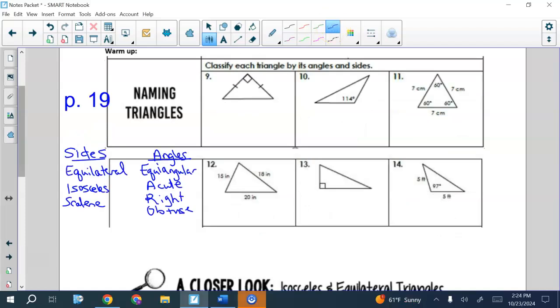All right, so naming a triangle by the sides, we can name it either an equilateral triangle, isosceles, or scalene. By the angles, equiangular, acute, right, or obtuse. So for number 9, since we have 2 sides equal, that would make it isosceles, and a right angle, right triangle. So we'd say isosceles, right triangle.